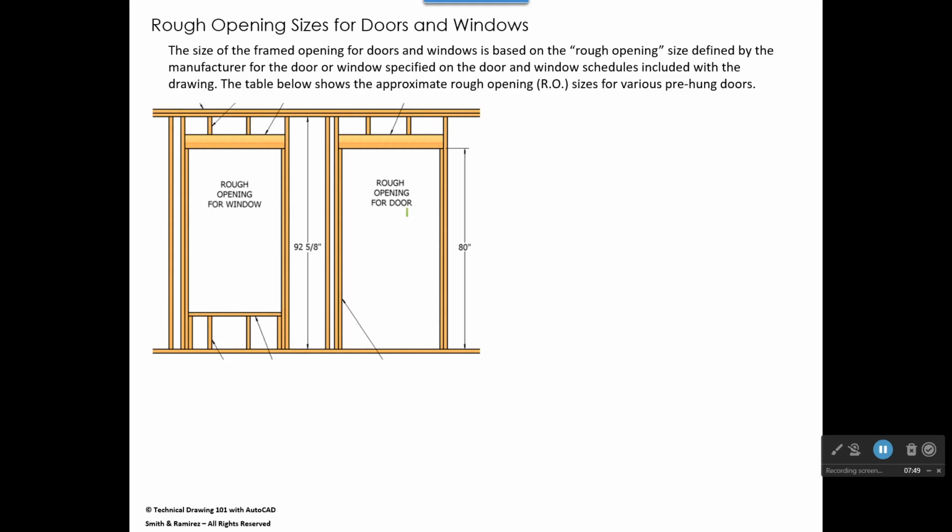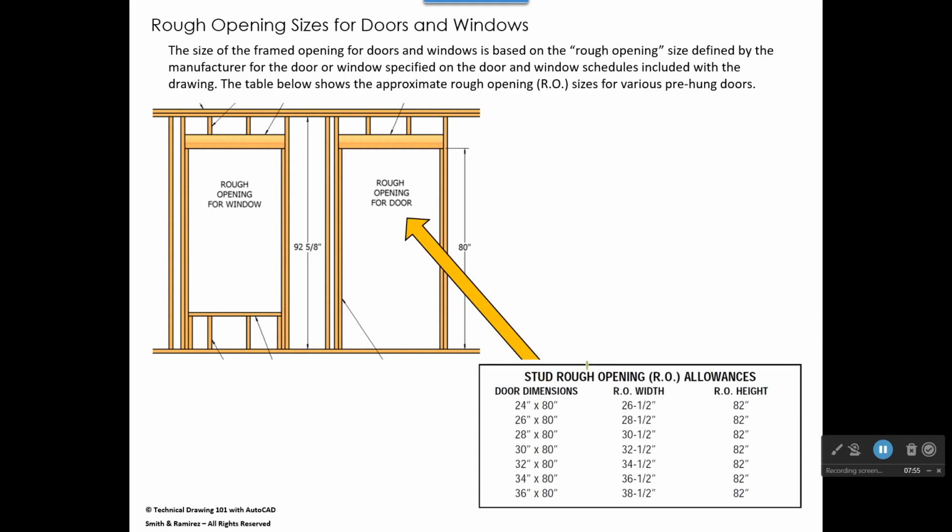So we can see the rough opening for a door, the rough opening for a window, and the next thing I want to show you is a table that gives you an idea of the size of a rough opening. Let's say this door is a 3.0 door, which is a 3-foot wide door. If we come down right here in our table, a door that's 36 inches wide by 80 inches tall, that's the actual size of the door itself, we will have to frame with a rough opening 38.5 inches wide. So you can see it's 2.5 inches wider than the width of the door.